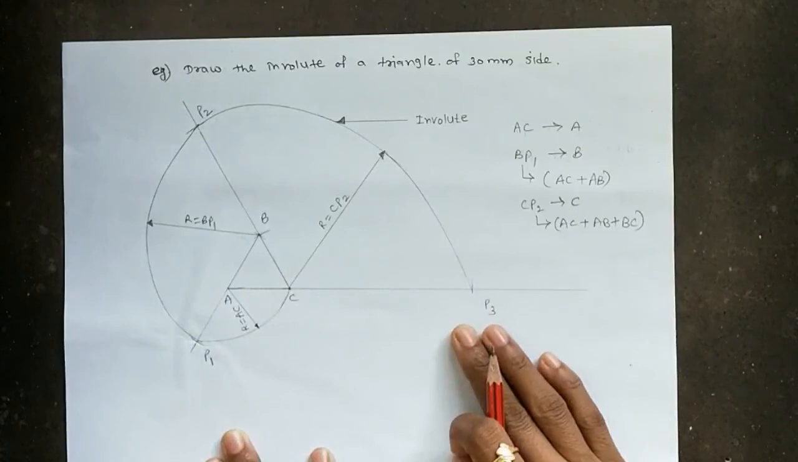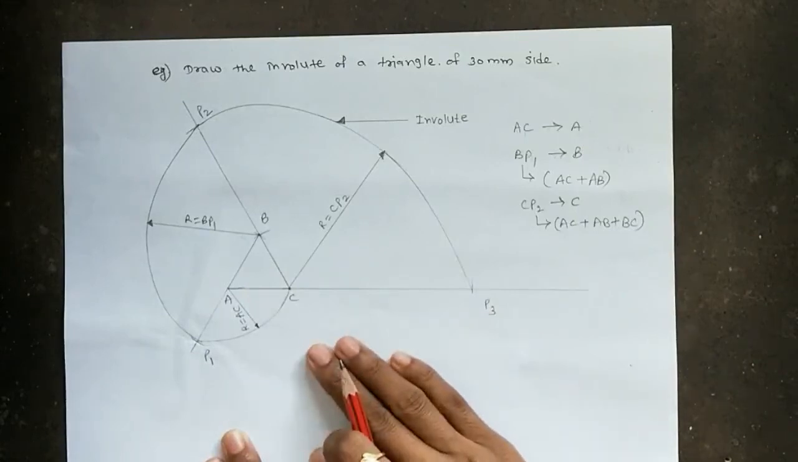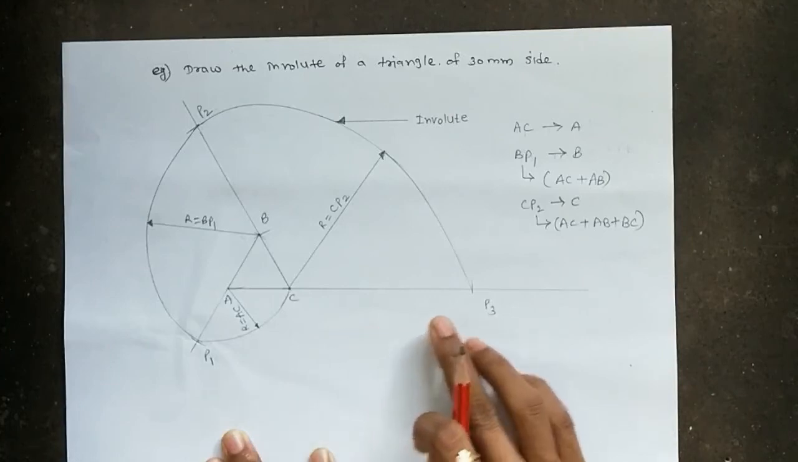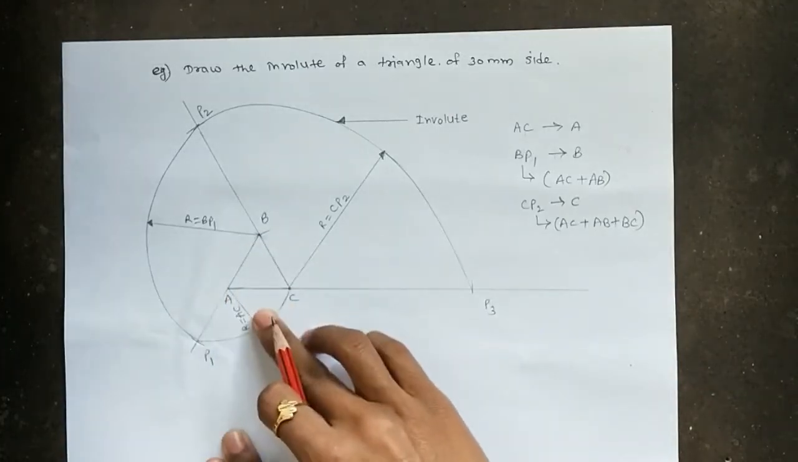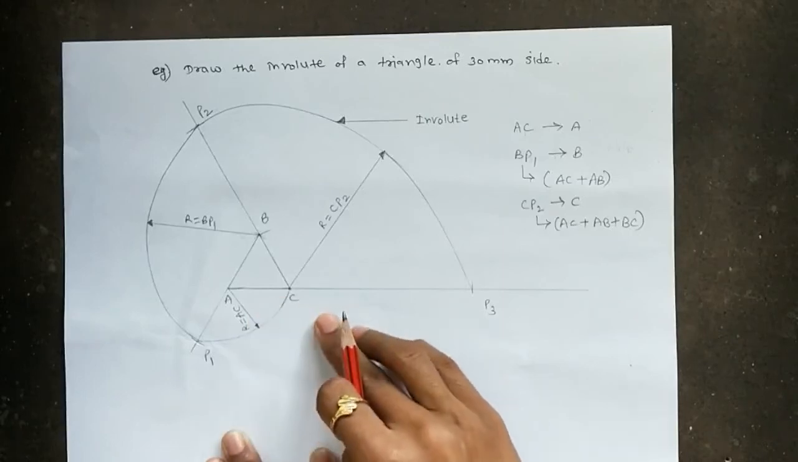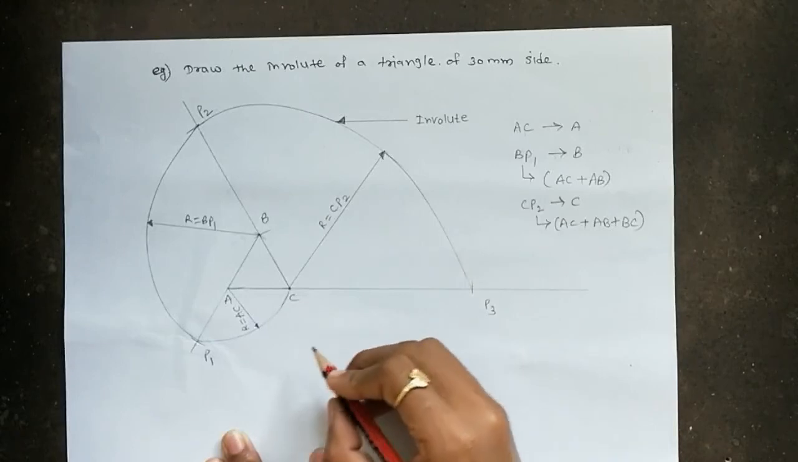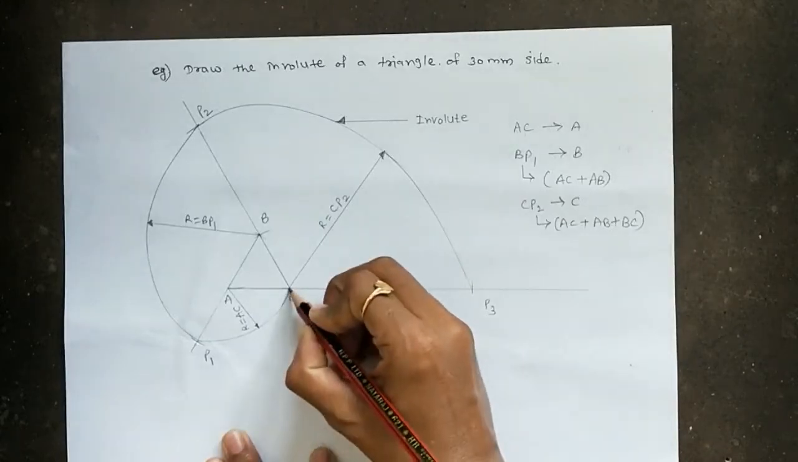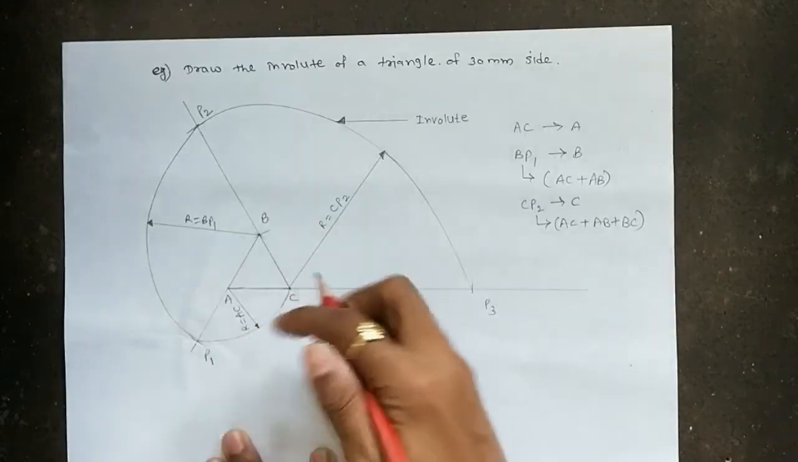And while drawing the involute, imagine that a piece of thread which is already wound on the triangle is being unwound, and the end point of the wound thread is initially located at point C. So the curve starts from point C like this.